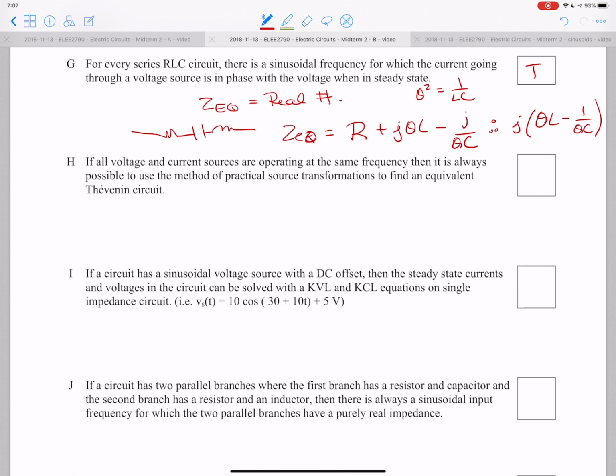Number H. If all voltage and current sources are operating at the same frequency, then it is always possible to use the method of practical source transformations to find an equivalent Thevenin circuit. This is false when you look at a DC circuit and is therefore also false when you look at AC circuits. The reason that this is false is because this only works if you can do a practical source transformation.